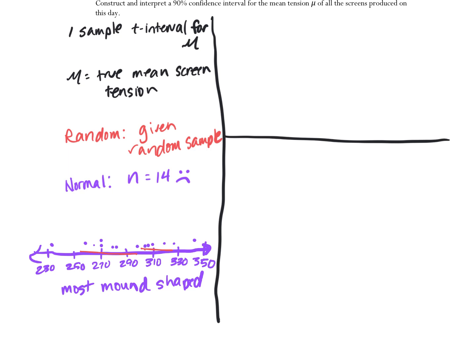Okay? Next condition, independent. Hopefully 14 is less than 10% of screens from this manufacturer. Do we have to say anything for the normality other than drawing a graph? I said it was mostly mound-shaped, describing what you're seeing. But yes, you absolutely need to say what you looked for in the graph.